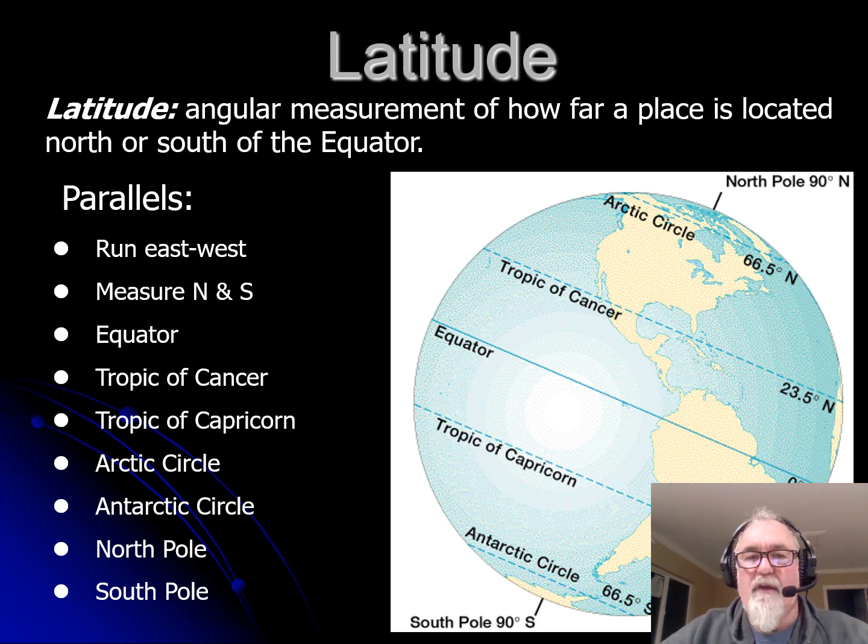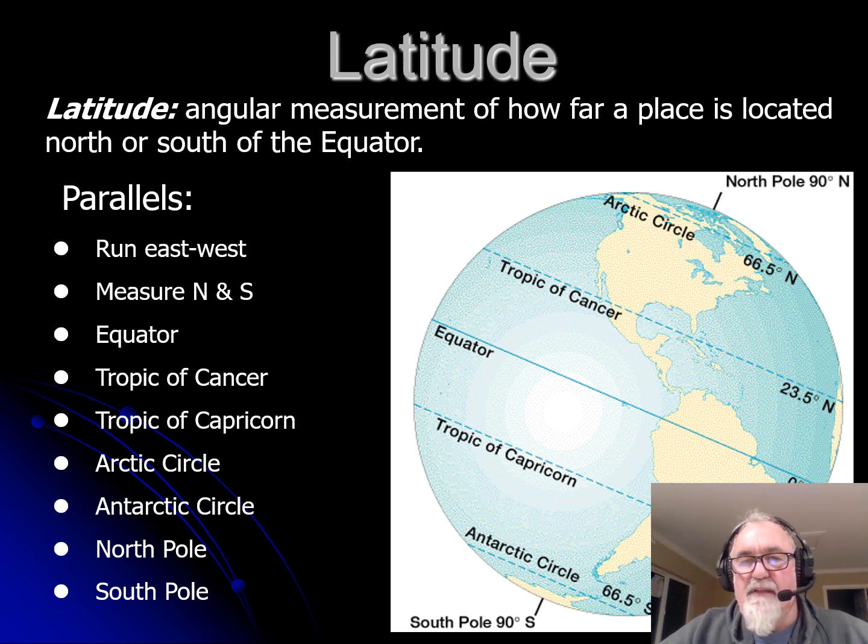So these parallels, they run east-west, they measure north and south. The key lines are the equator, located at 0 degrees, the Tropic of Cancer, located 23.5 degrees north latitude, the Arctic Circle, 66.5 degrees north latitude, and the North Pole, 90 degrees north latitude. That's our furthest or our largest measurement for latitude. You can't get any more than 90 degrees away from the equator. Southern Hemisphere, Tropic of Capricorn, located 23.5 degrees south. The Antarctic Circle is 66.5 degrees south, and the South Pole is located at 90 degrees south. So those are the key lines of latitude.